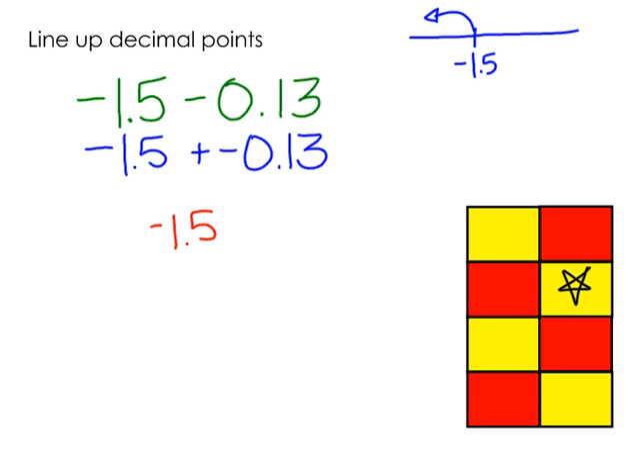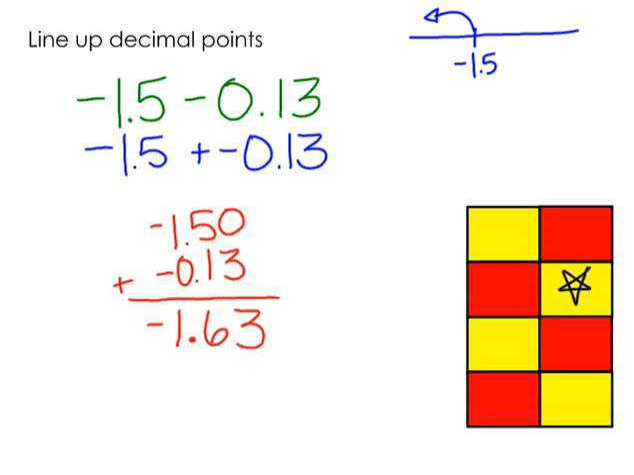So we'll line up our decimal points. -1.5, -1.300. If you need to, you can add a 0 so that you have all of your places lining up. And remember, we are adding them because they have the same sign. So going straight down, and your decimal is going to come straight down so that everything lines up when you're adding or subtracting. Okay, so your final answer would be -1.63.